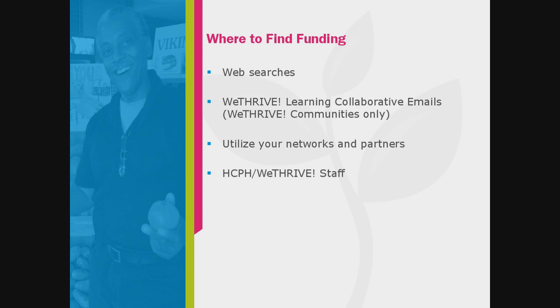So where can you find grant opportunities? Web searches are great places to start. Think of some keywords that you're looking to work on within your objective. So if one of your objectives is increasing the recycling rate within your community, you could do some web searches looking at recycling grant opportunities, decreasing waste grant opportunities, and see what pops up.